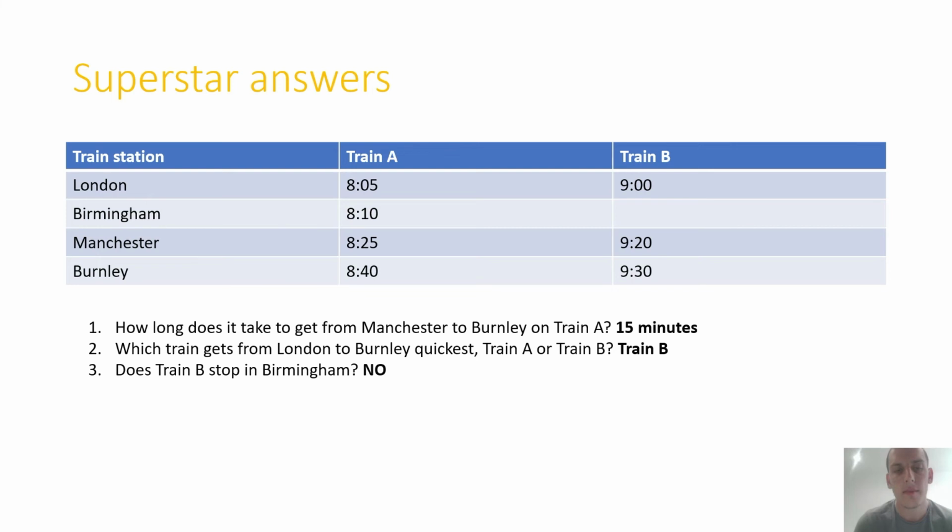Now, does train B stop in Birmingham? So you just go to train B and go down to stop in Birmingham. No, there's a blank, which means it does not stop there.